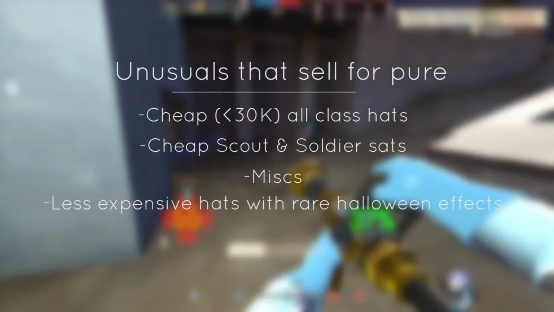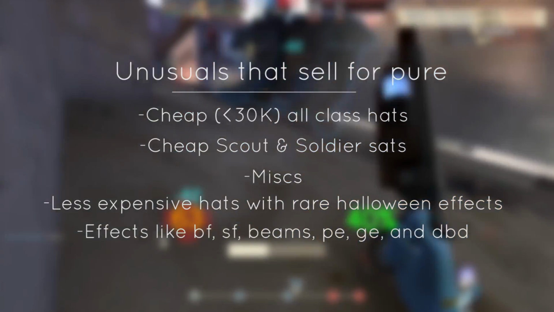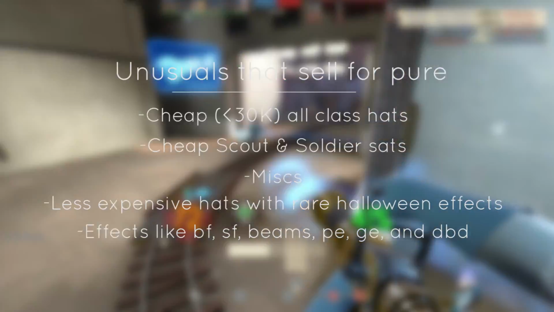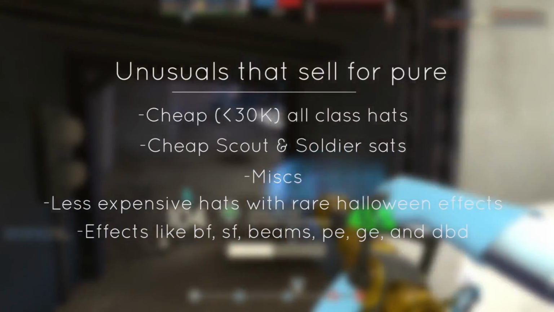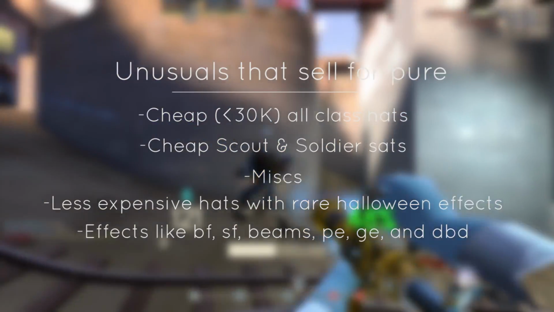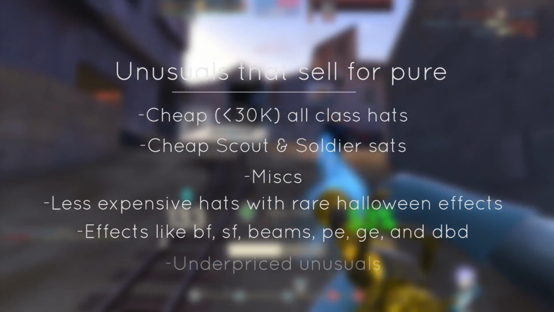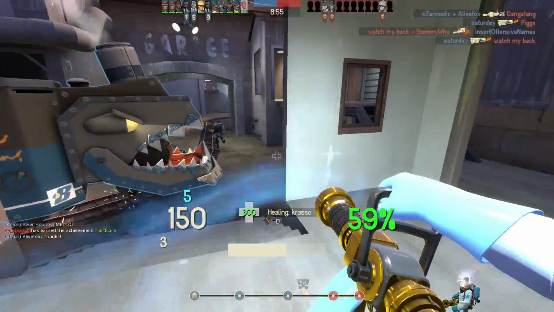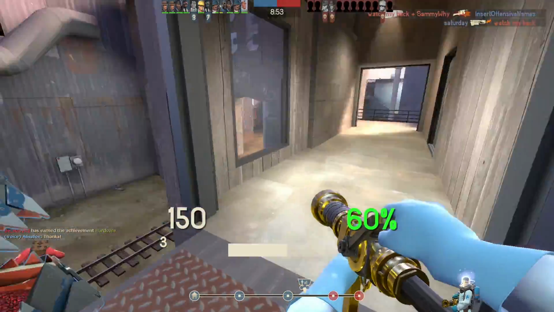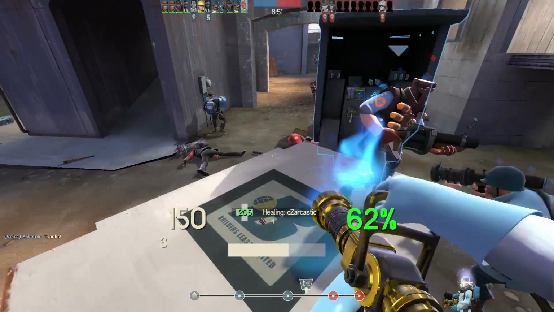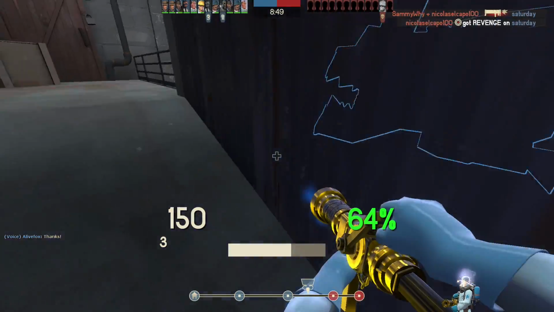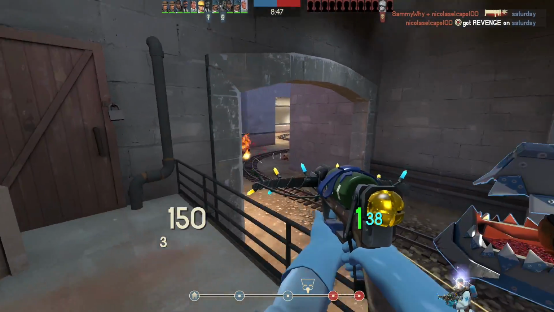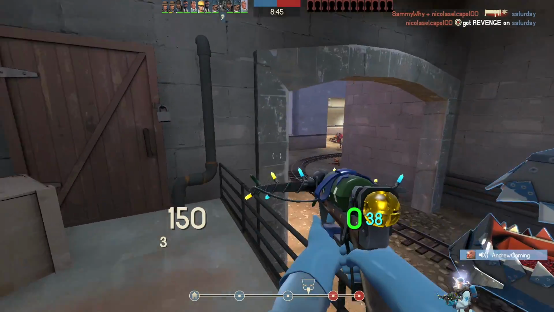Relatively inexpensive unusuals with effects such as burning, scorching, sunbeams, purple energy, green energy, and disco beatdown also sell for pure much more often, as they are very popular effects. Last, unusuals that are underpriced on backpack.tf are also great candidates as well. Of course, this doesn't apply to every unusual that sells for pure, so when in doubt, just go ahead and check the recent suggestions on the unusual in question, and if it has been documented selling for pure in the past, it definitely has a higher chance of selling for pure once again.